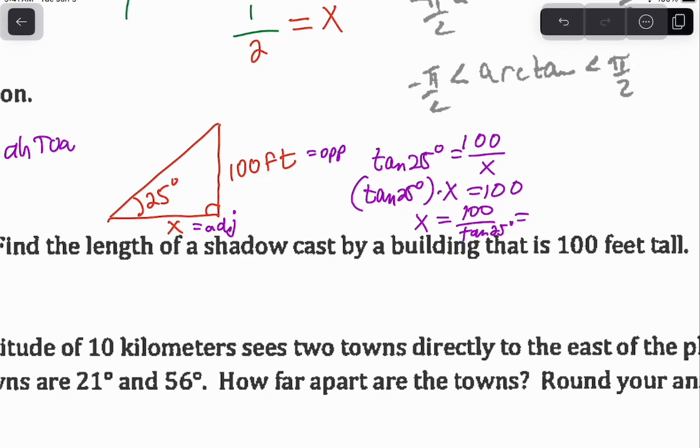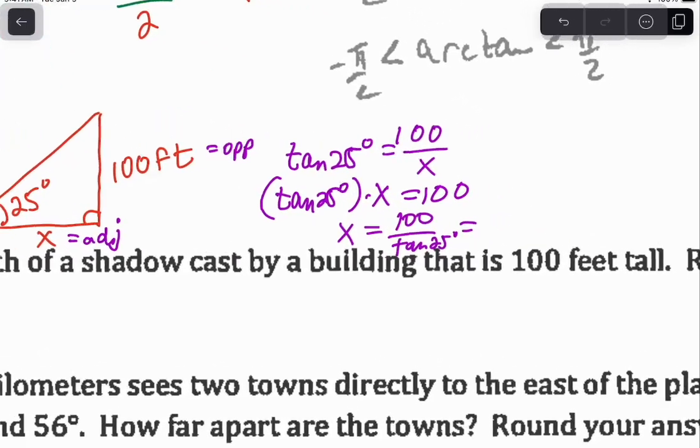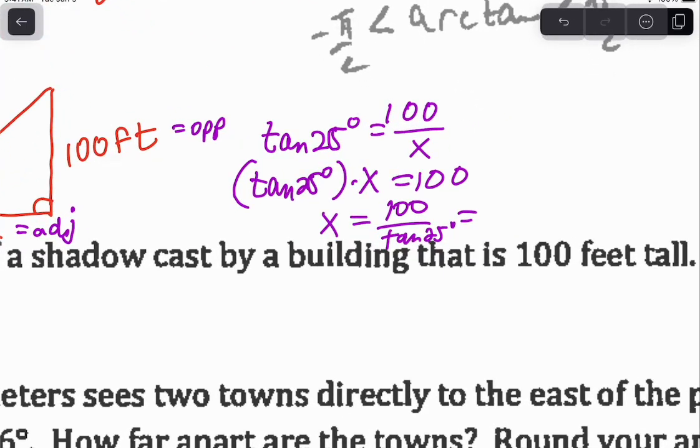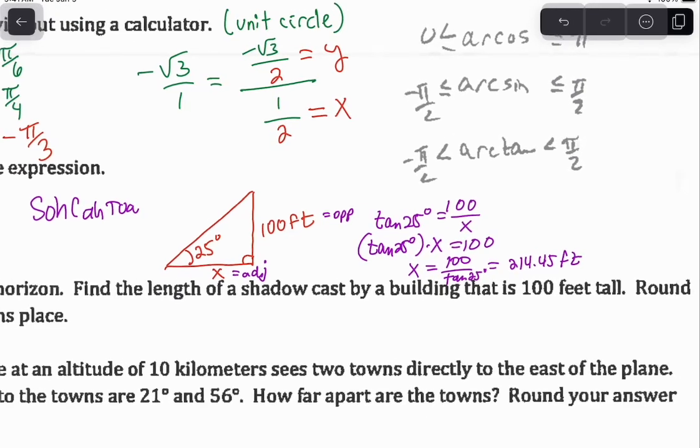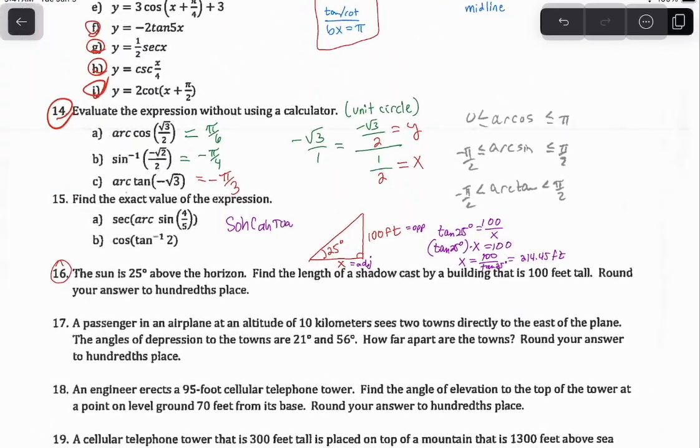Anyway, if we round to the nearest hundredth like they've told us, that is 214.45 feet. So that is number 16. Do we have any questions about that one? That one makes sense? Okay, so expect some of those angle of elevation and depression problems on the test.